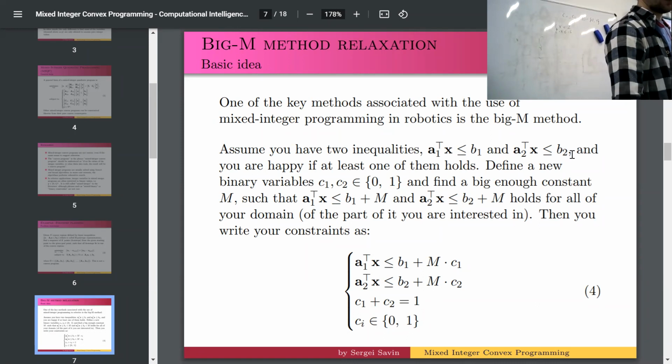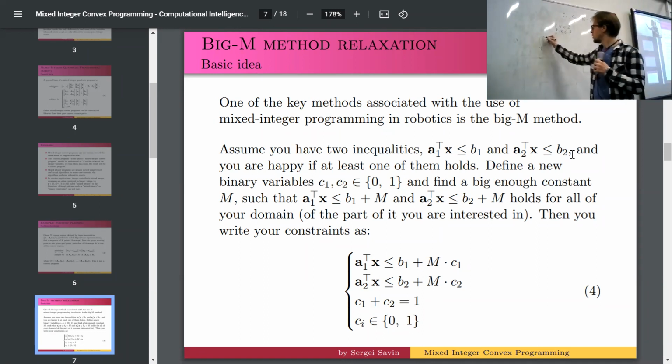Oh, one second. I will find one day a good marker. I don't have one. Oh, I think this one is decent. Yep. Cool. Okay.